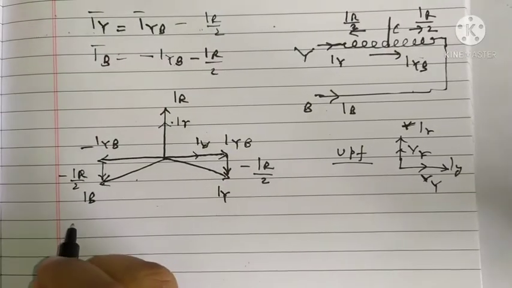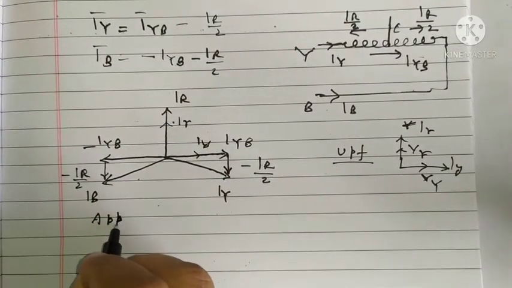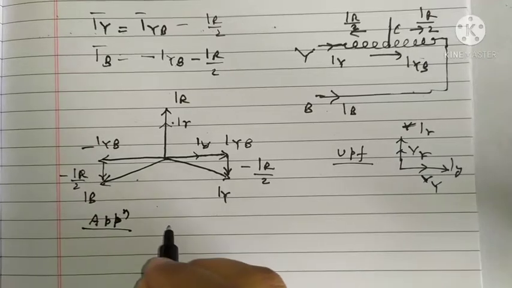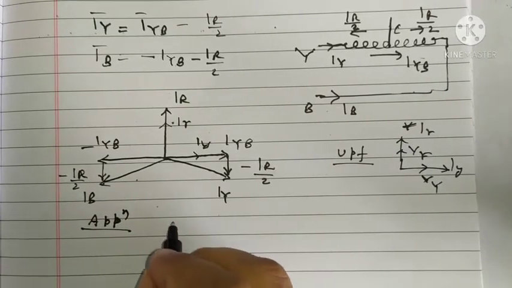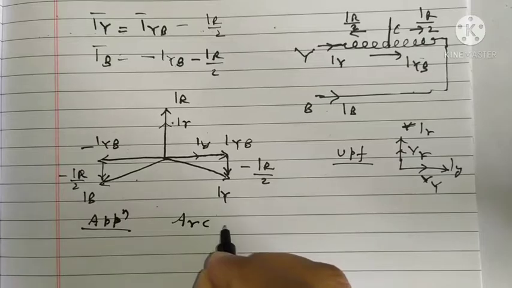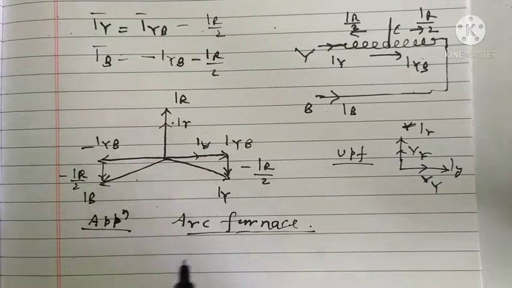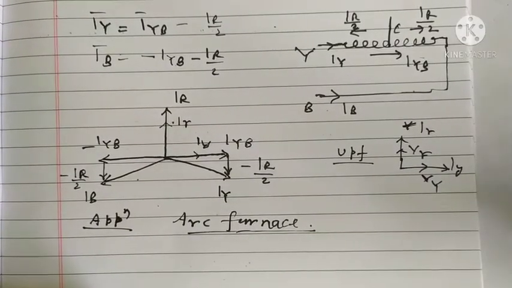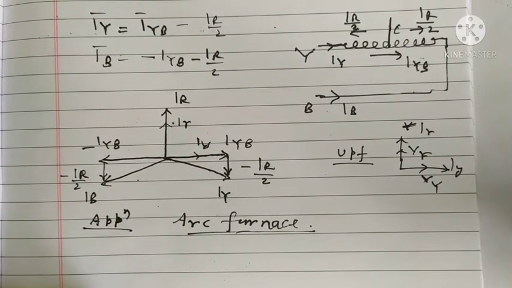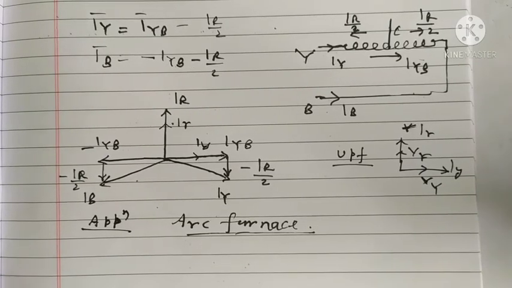What is the application of Scott connection? The application is where a two-phase supply is required. So it is used in arc furnaces. It is also used in railways, where a single-phase supply is required for the time being, but the system must be supplied from a 3-phase supply. So that's all for Scott connection.